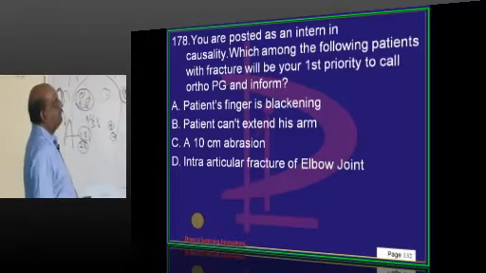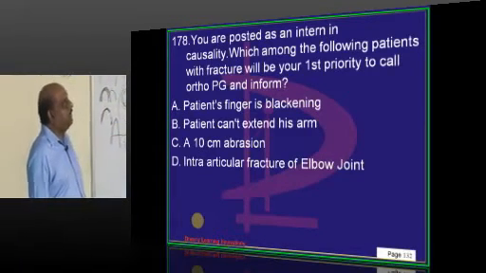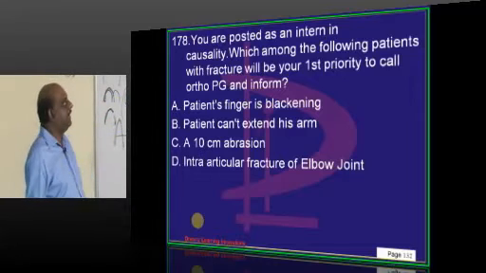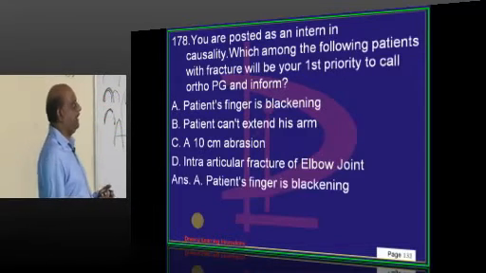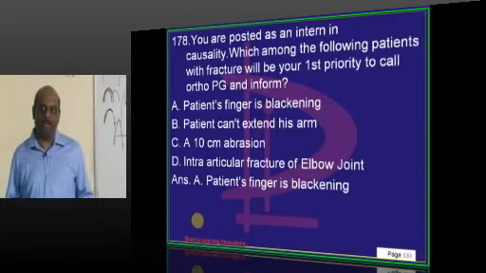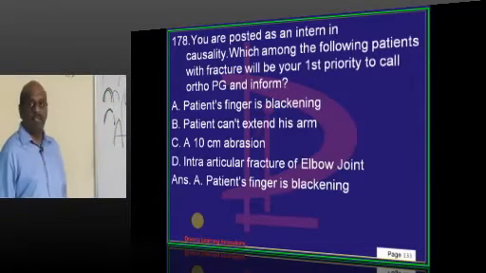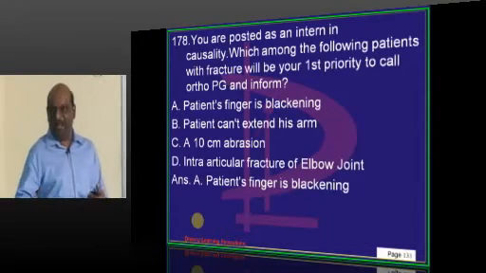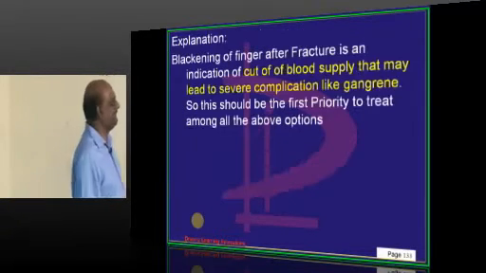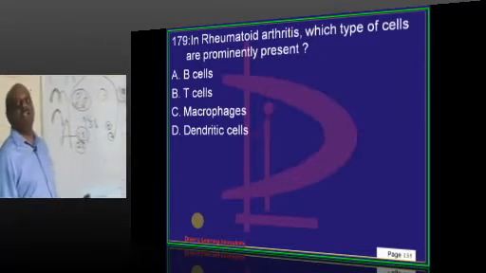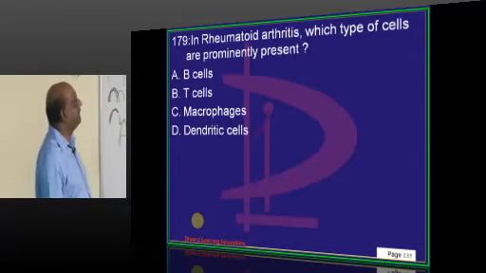Then you are an intern and a patient with fracture. What is your first priority? What kind of finding is your priority? If your finger or patient's finger is blackened, please call the PG, right? Be very sure. That means there is no blood supply, gangrene is impending.